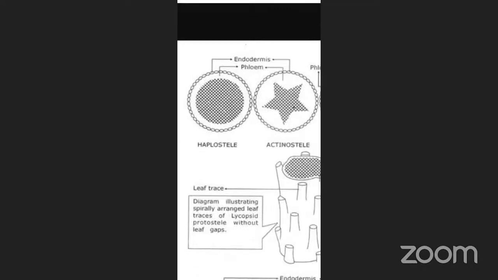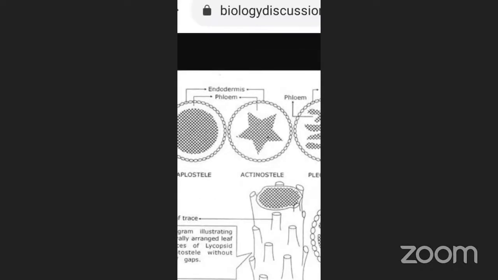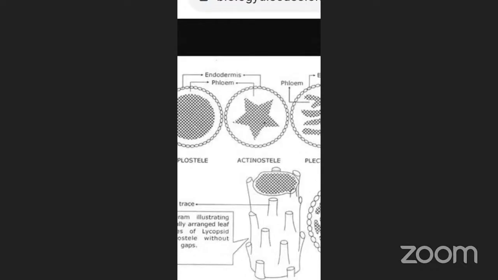And in the actinostele, yesterday we discussed the actinostele. You can see it in Lycopodium. In the actinostele, the xylem is expanded by developing radiating ribs with the protoxylem located at the extremities, which is surrounded by the phloem. That is, the actin-like structures are there. Radiating ribs are there. This is the actinostele.